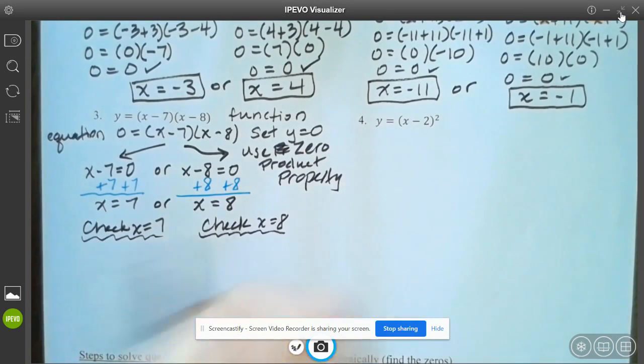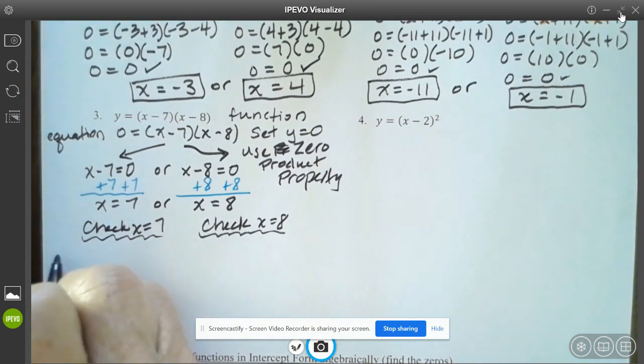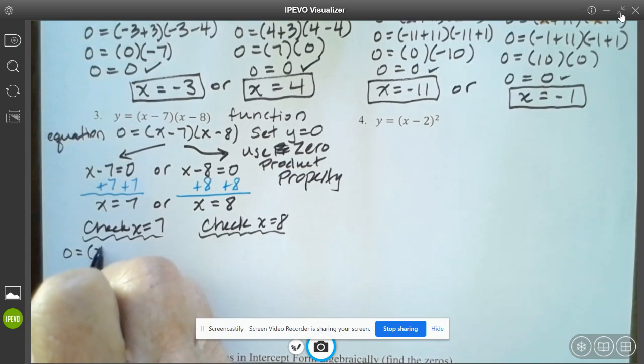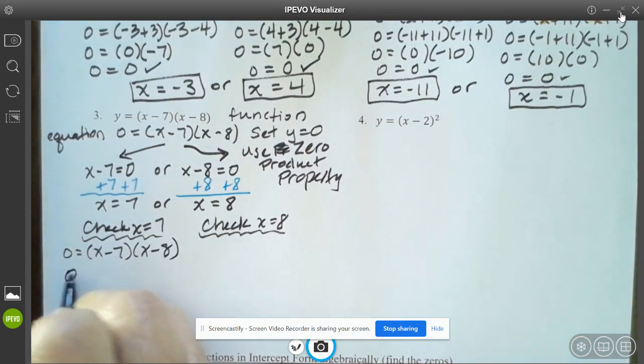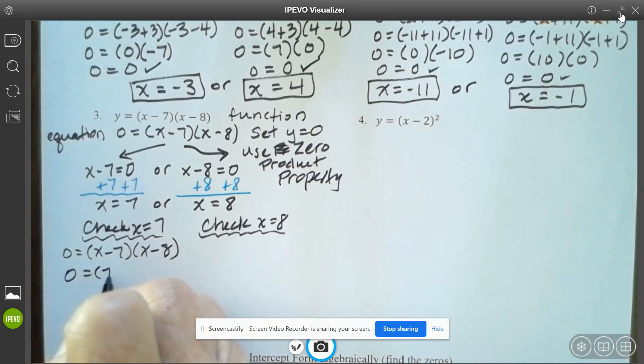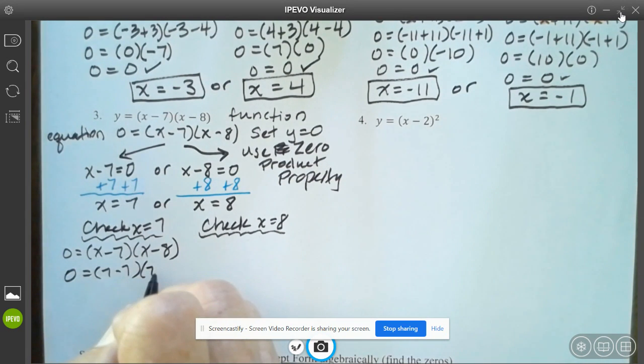Squiggly line because it's just prettier. Okay, so we're going to check this. 0 equals x minus 7 and x minus 8. 0 equals, substitute 7 in for the x.